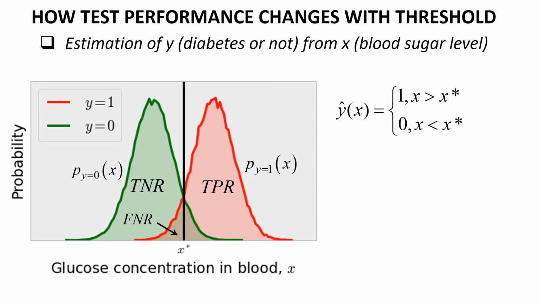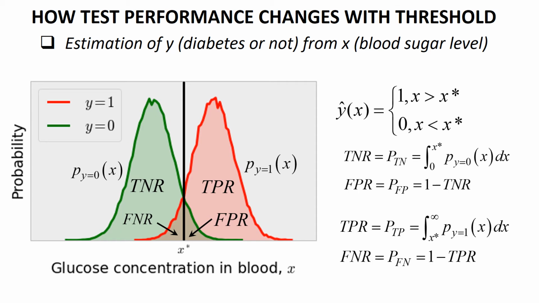The true positive rate is the area under the red curve all the way up from the threshold x star to infinity in theory. And the false positive rate is the part that I've just indicated on the screen. So you can find those by doing integration in the normal way, because integration will give you an area.